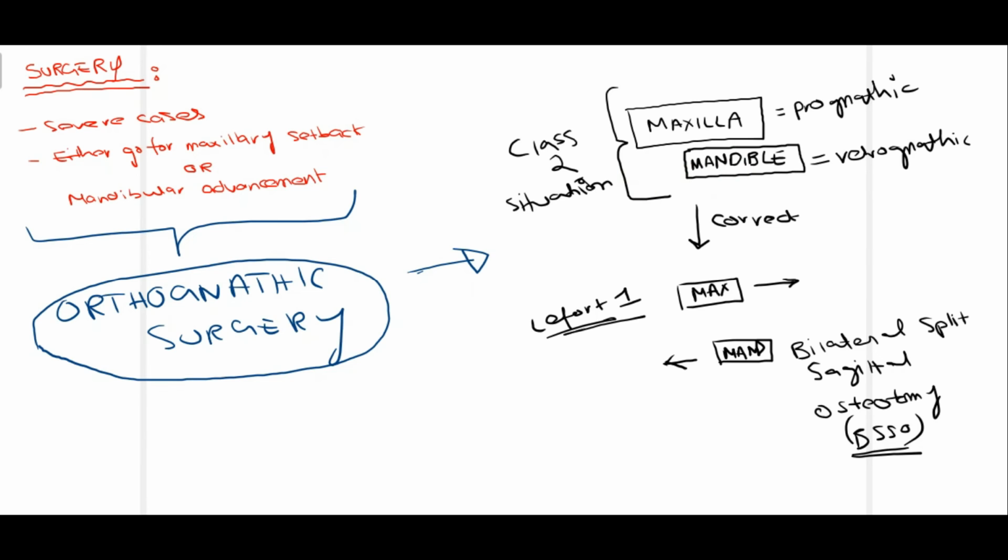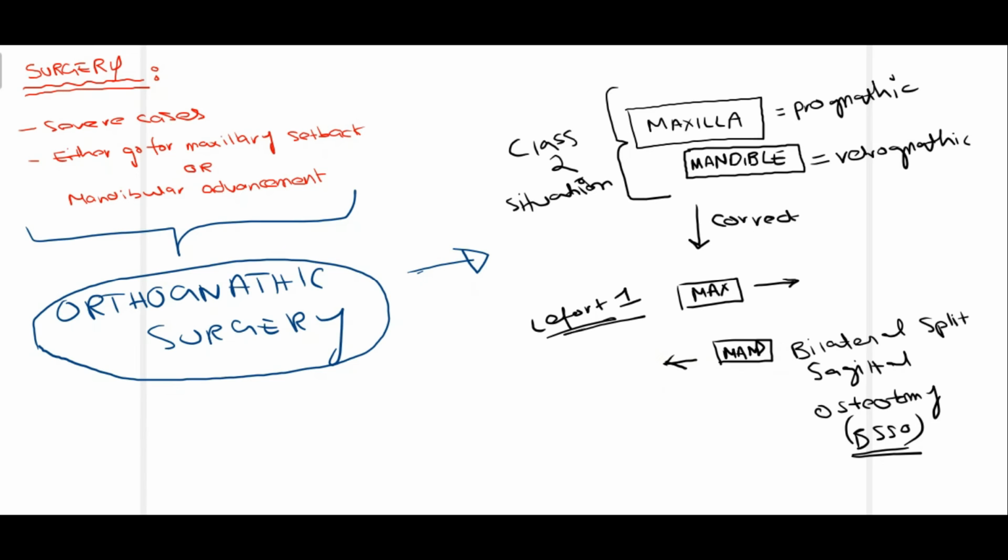Now, to move the maxilla backwards, we can go for Lefort 1 surgery to move the maxilla in a backward direction. To move the mandible in a forward direction, we go for bilateral split sagittal osteotomy (BSSO), that creates two cuts in the mandibular posterior region and moves the mandible in a forward direction. So we can either move the maxilla backward, that is called maxillary setback, or we can go for mandibular advancement, that is moving the mandible in the forward direction.